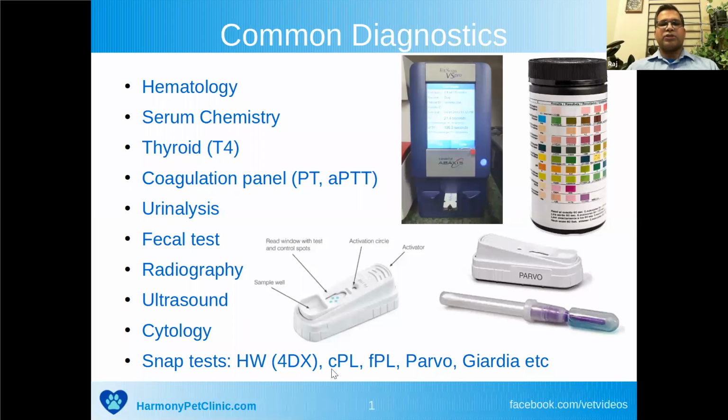We have SNAP tests for canine pancreatitis and feline pancreatitis that check for pancreatic lipase, and also for parvovirus, giardia, and some pregnancy tests. So there are a couple of SNAP tests. I listed a few here. So this is the diagnostic setup of a typical small animal general practice in North America. Some practices may have less than this, some may have more than this, but this is mostly what we have in general.